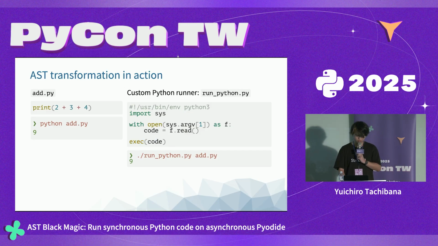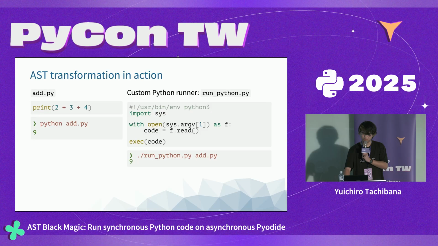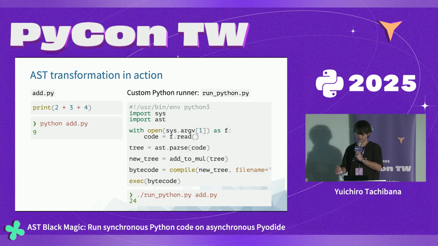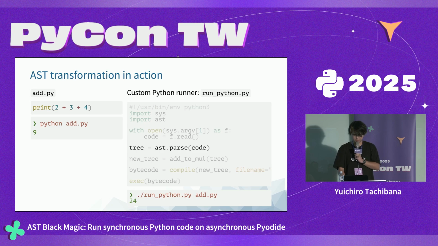But at this point, let's consider adding some code to modify the AST read from the source code like this. First, as we've seen before, we can get the AST object using the ast.parse method.